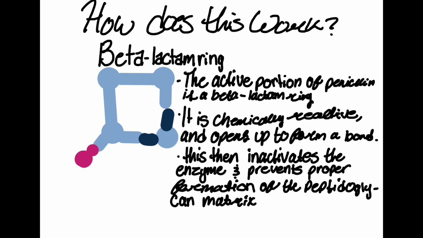Beta-lactam ring. The active portion of penicillin is a beta-lactam ring. It is chemically reactive and opens up to form a bond. This then inactivates the enzyme and prevents proper formation of the peptidoglycan matrix.